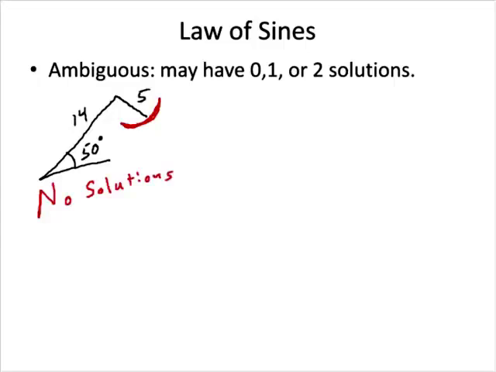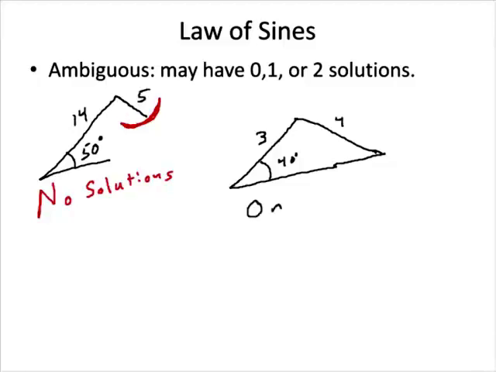Alright, I could be given another triangle, or at least parts of it. I could be given an angle, say 40 degrees. I have a side of length 3. I have another side here of length 4. And perhaps it comes down and hits the third side at exactly 1 point. So this one will have one solution.